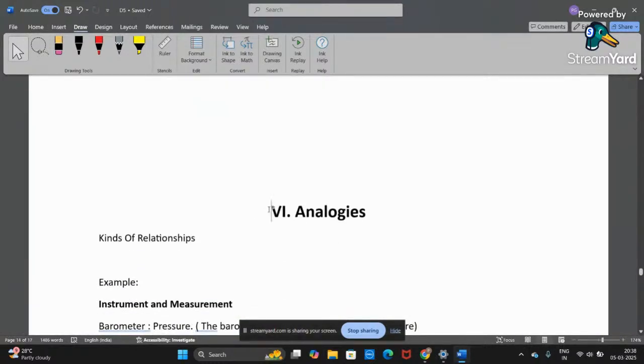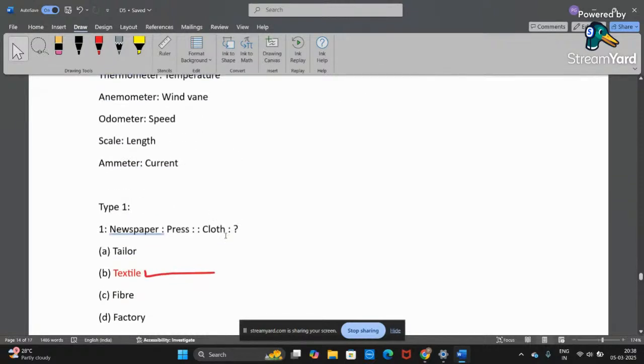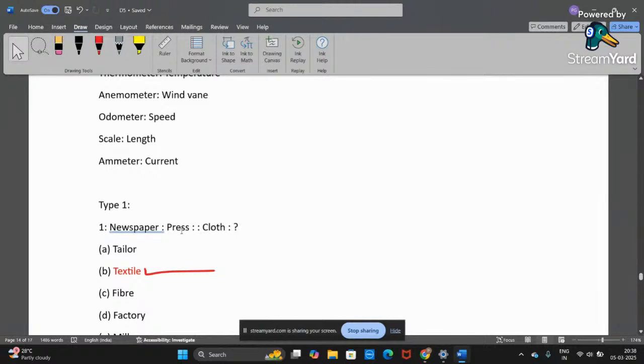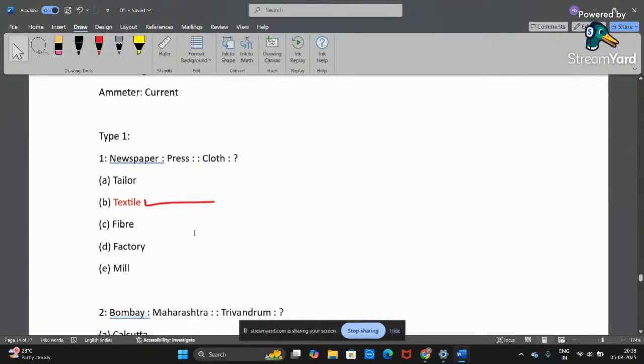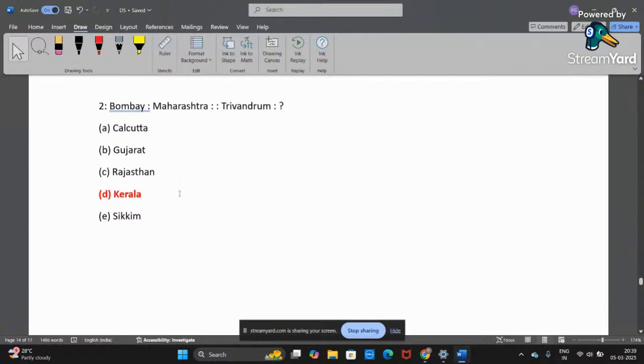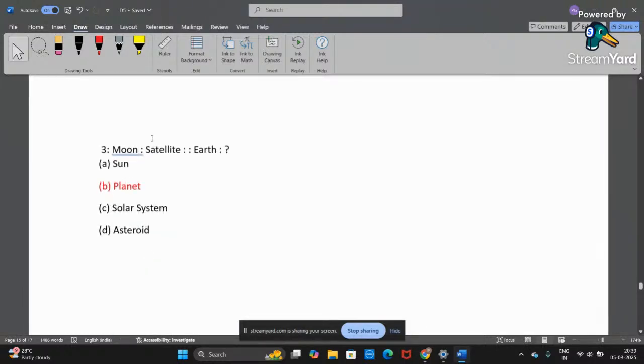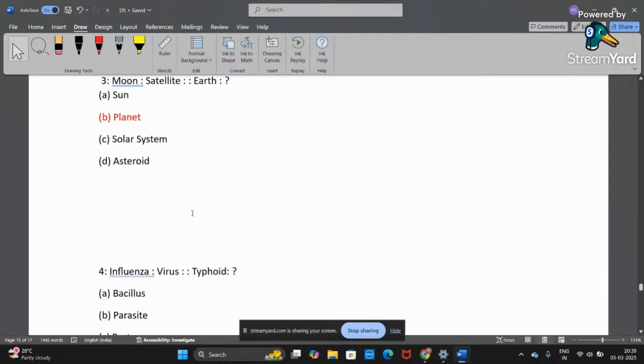Then analogies. In this we are finding a kind of relationship. See, newspaper is related to press, right? Likewise, how is cloth related? We have to find the answer. Same way, Bombay is related to Maharashtra, and how is Trivandrum related? See, we have to analyze. Bombay comes in Maharashtra. So, likewise, where is Trivandrum? It comes in Kerala. So, here the moon is a satellite. Likewise, the earth is a planet. You have to analyze and answer.